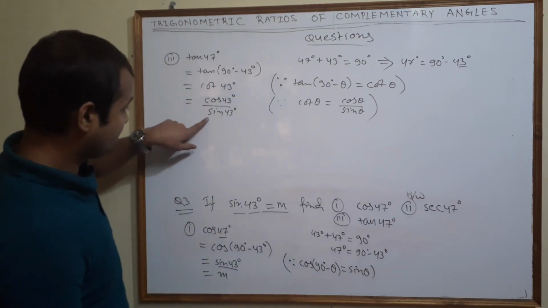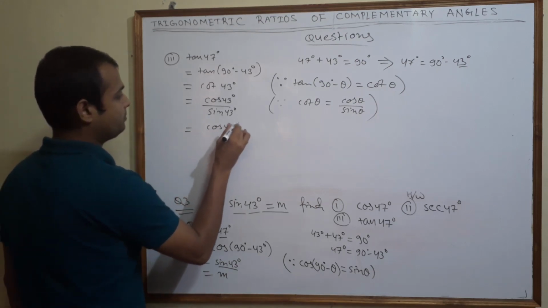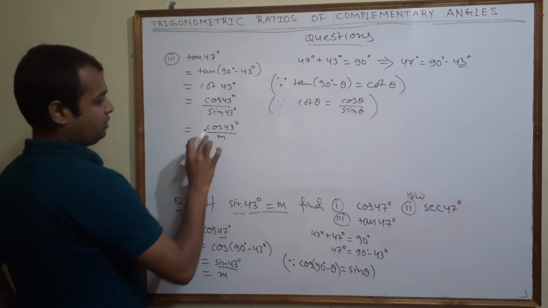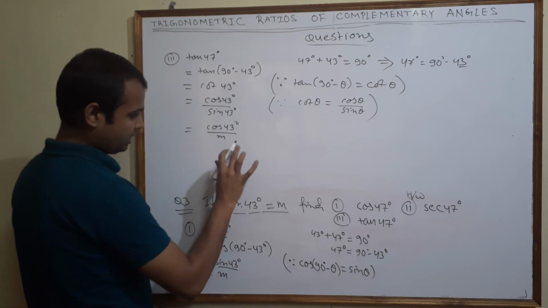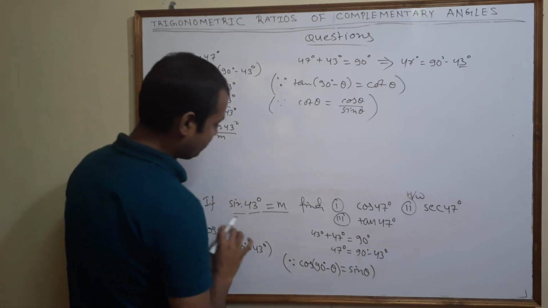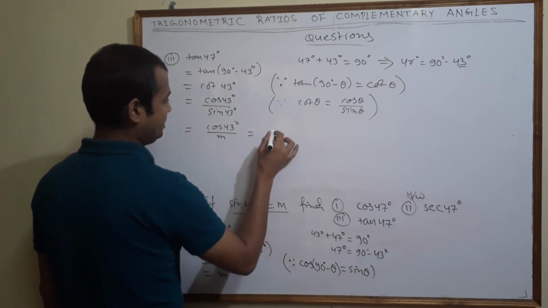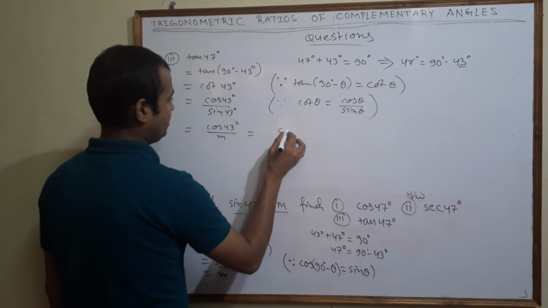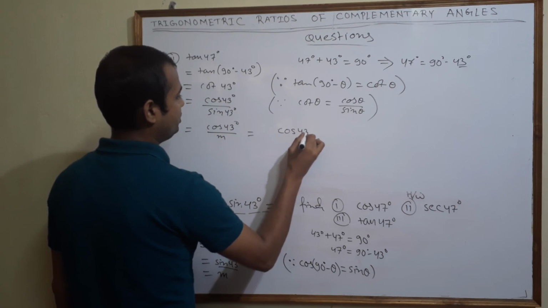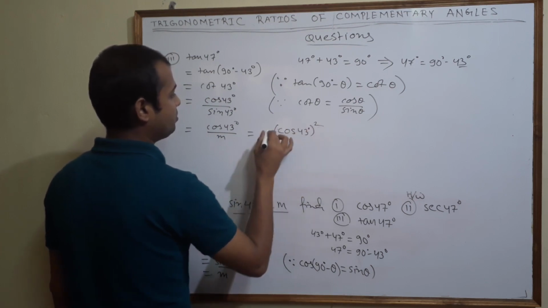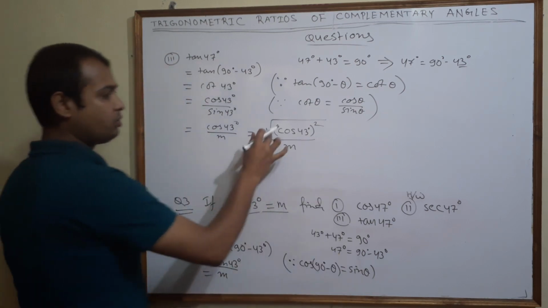Next, sine 43 degree you know is equal to m, so you can put m over here. Done. Now cos 43, how to find that? We don't have any value given for cos 43, but we can write cos 43 degree as the square root of cos 43 degree whole square.